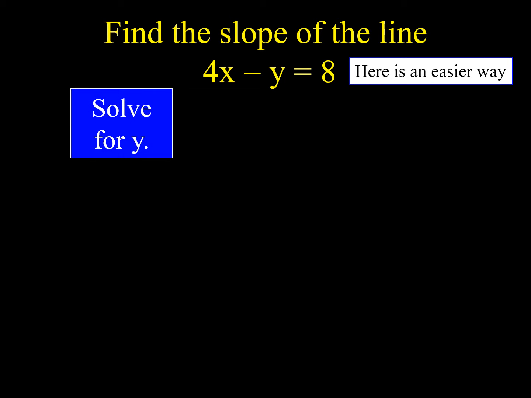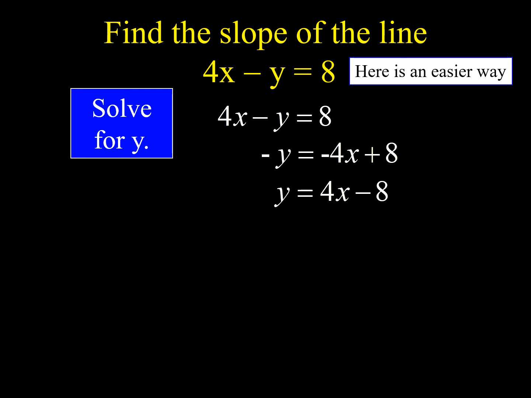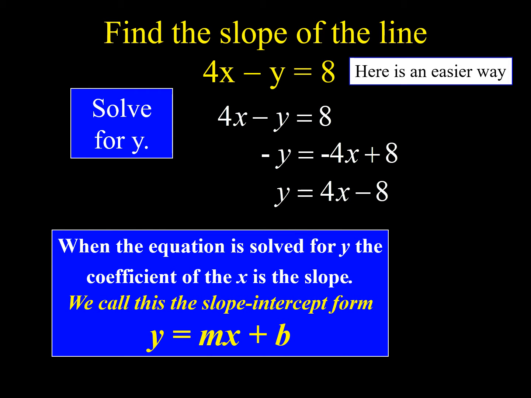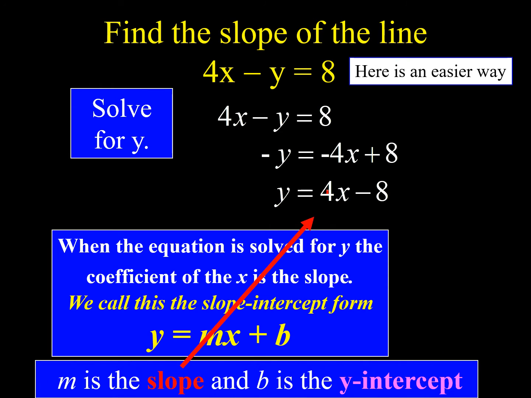So in here, we are going to solve for y. To solve for y, we are going to copy the original equation and then transpose 4x to the other side. So we have negative y is equal to negative 4x plus 8. Multiplying both sides by negative 1, we have y is equal to 4x minus 8. From here, we call this slope-intercept form, which is y is equal to mx plus b. And the slope is positive 4, and the y-intercept is negative 8.